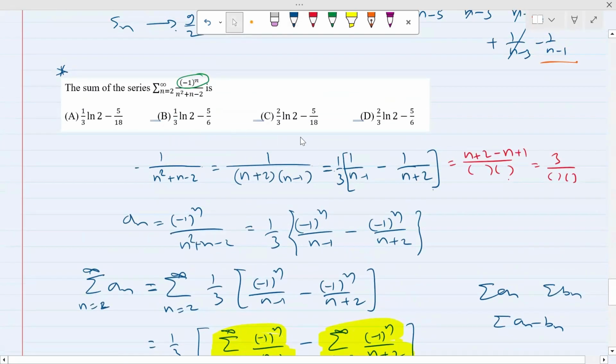Okay, okay. Option C. Now I hope you can guess the correct option. Yes, it's option C.